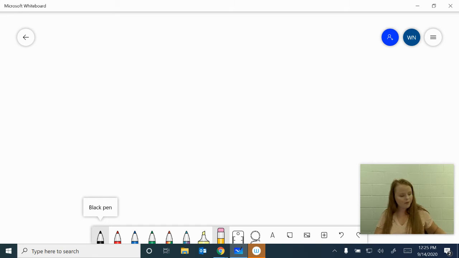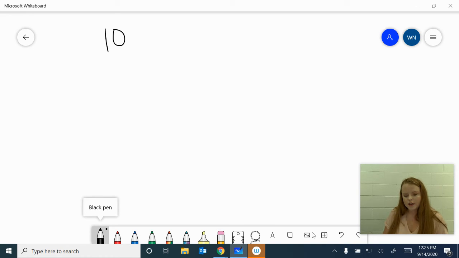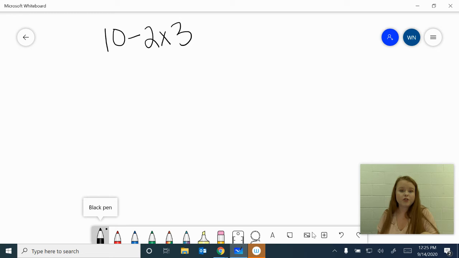So let me get my PEMDAS notes. And let's work out that first problem together. So that first problem says 10 minus 2 times 3. So if we think about our PEMDAS, we sing it. Parentheses first. There's no parentheses. Exponents next. No exponents. Multiplication and division in the same step. Ooh, we've got some multiplication. So make sure you're working this out with me.